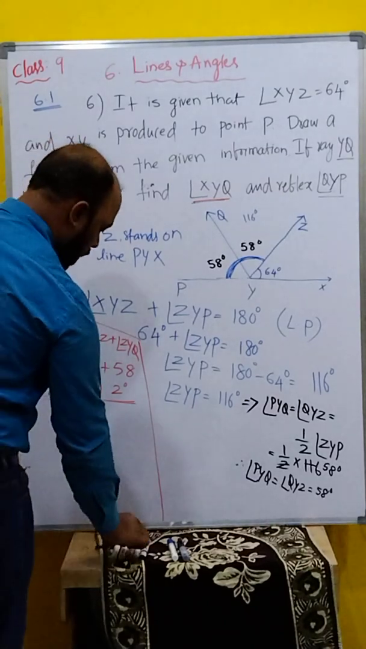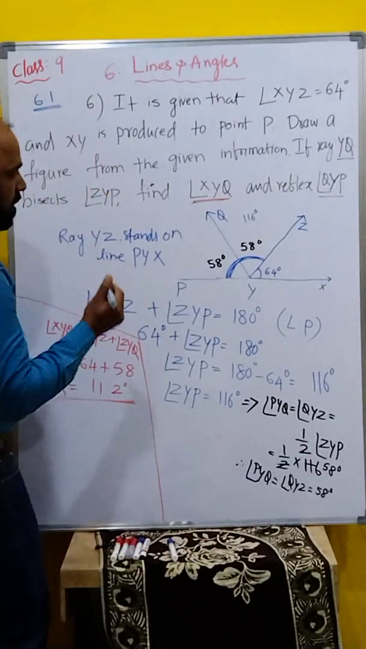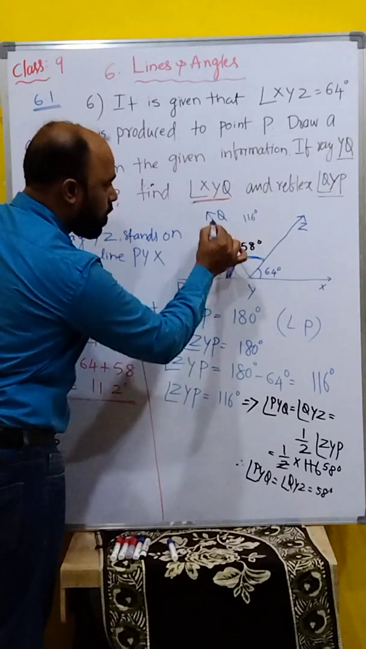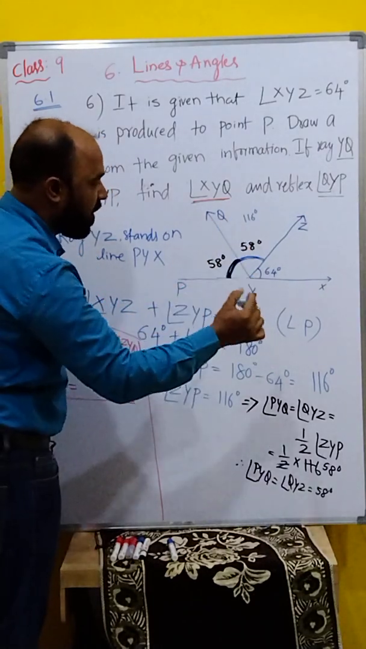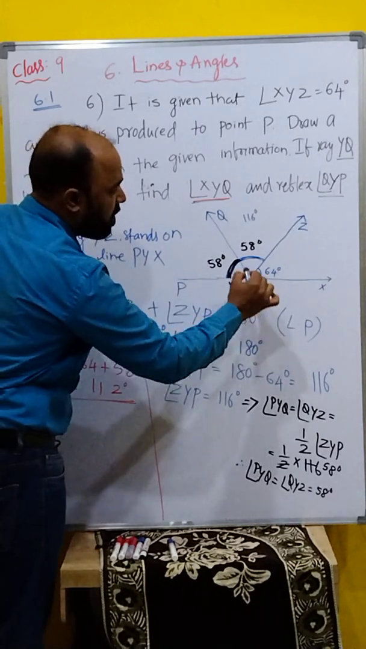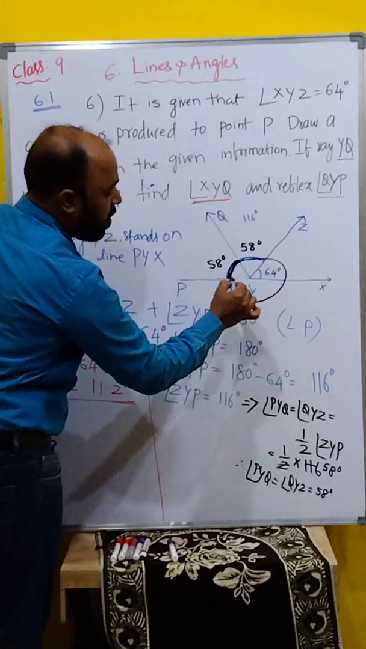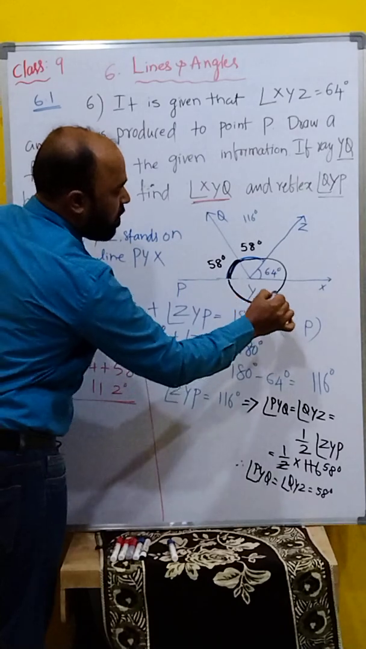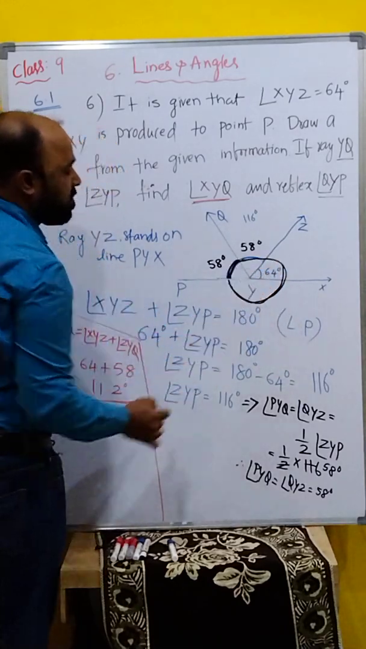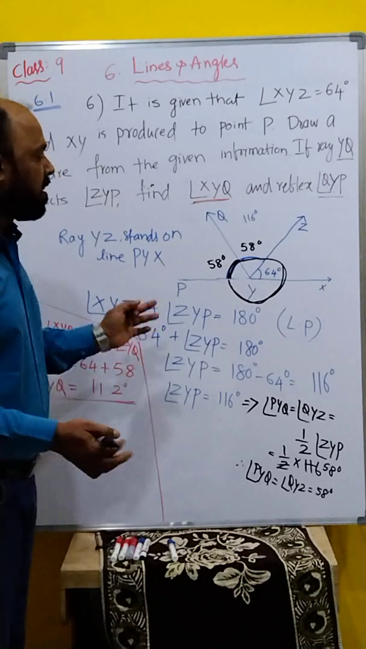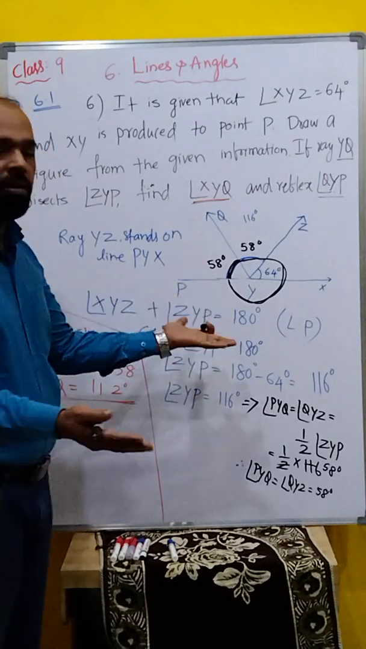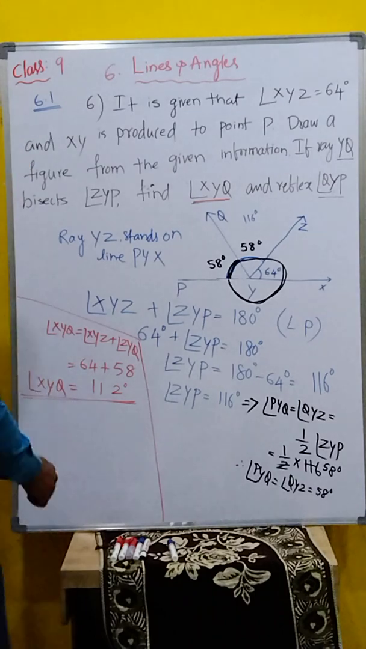Now reflex angle QYP. Just observe here. This is the angle QYP. Clear, children? What is asked is the reflex. Reflex means this part, the other part. This part we have to find. How to find it? The complete angle we know is 360. 360 minus this QYP, you do, and you will get it. Clear? It's a very simple thing.